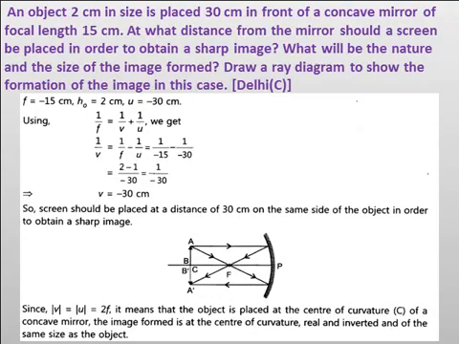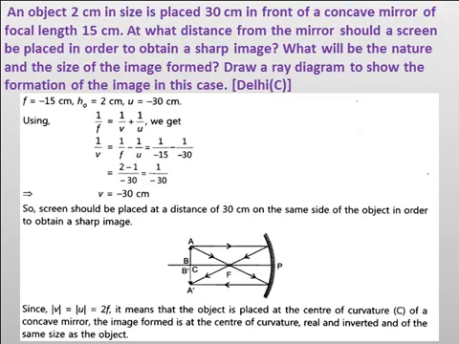And where is the object kept? It is at 30 centimeter. Compare 15 and 30. So 30 is nothing but twice the distance of 15. So 15 times 2 is 30. So when the focal length is 15 centimeter and the object is kept at 30 centimeter, it is nothing but at the point C of the mirror, the center of curvature of the mirror. So when an object is kept at C, when you recall the ray diagram, it gives the same size image, but it gives you an inverted image.